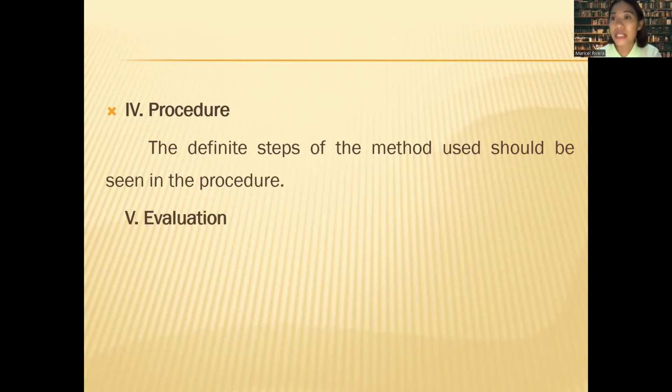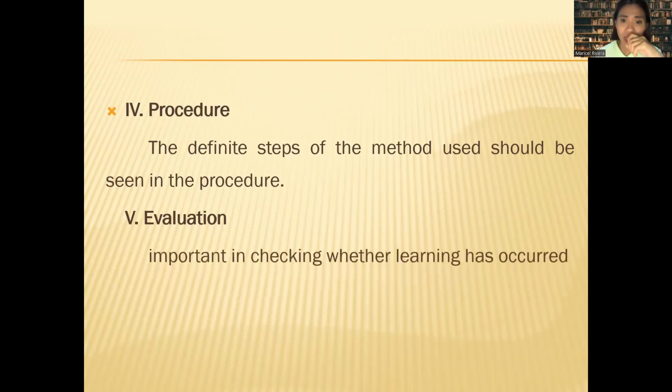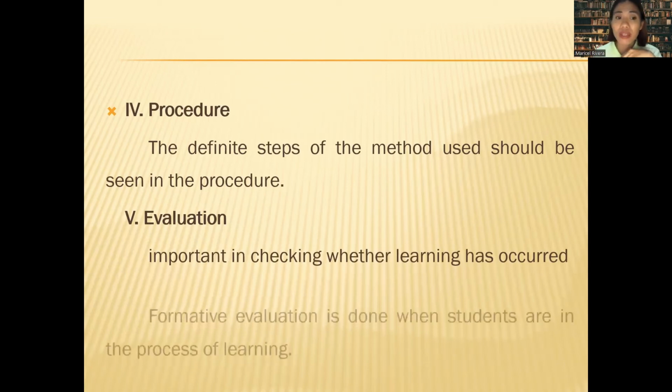So for example, safe ang method nga imong gamito, no? So your procedure should start with the letter A, stimulating activity. B is we have the actual, and then F is follow up, and then we go with evaluation because E is evaluation. And that is the fifth. Evaluation is the fifth. And it is important in checking whether learning has occurred or not.